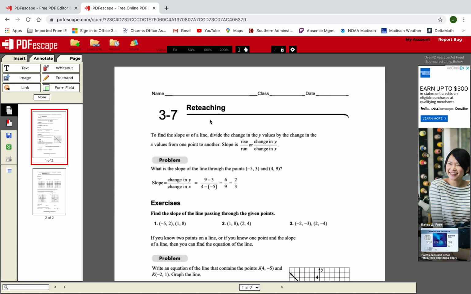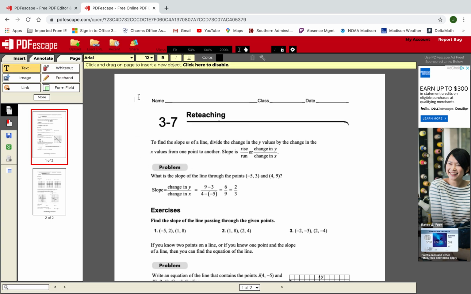The lesson 3-7 is about slope and finding equations of lines. This should be a review of a skill, or a couple skills, that you learned in algebra. But it's okay if you don't remember them. We're going to work our way back through them right now. So don't feel bad if it's not something you remember.